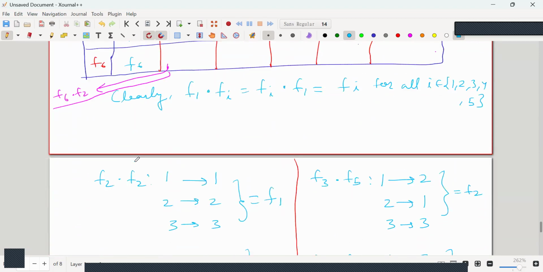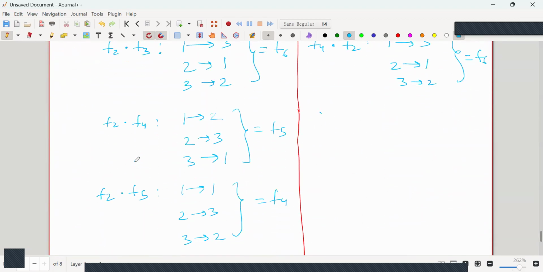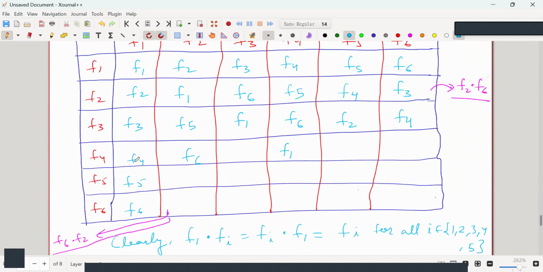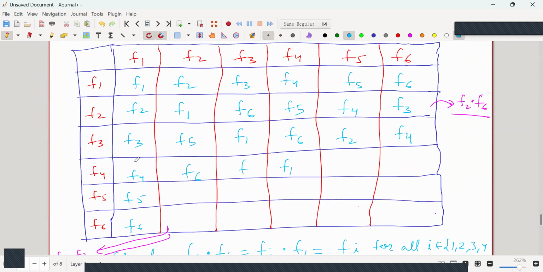And then F4 compose F3. This will map 1 to 2, 2 to 3, and 3 to 1. So this will be F5. Okay. Now we need to calculate this one also. Remaining one will be this.